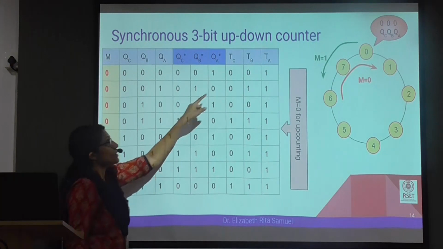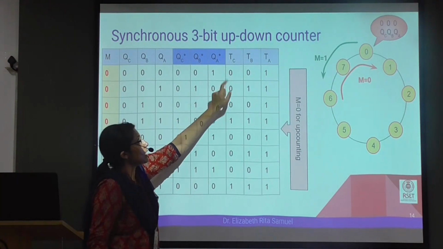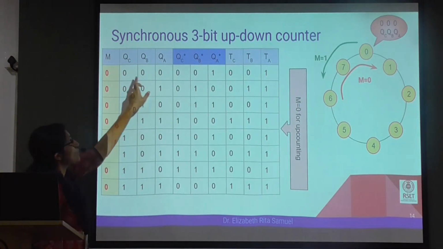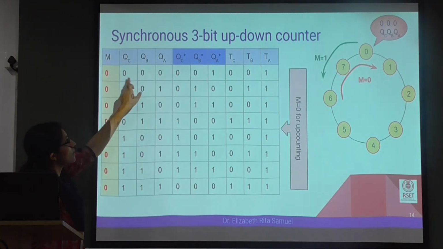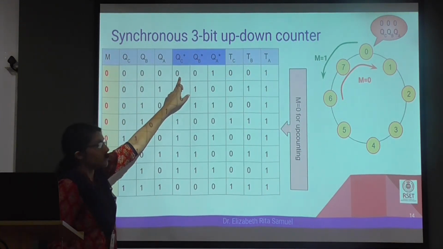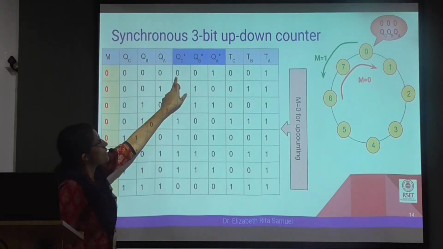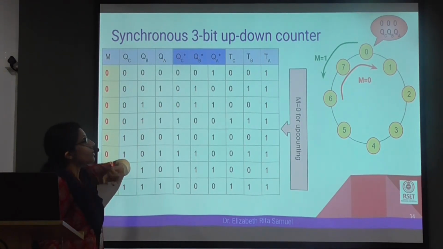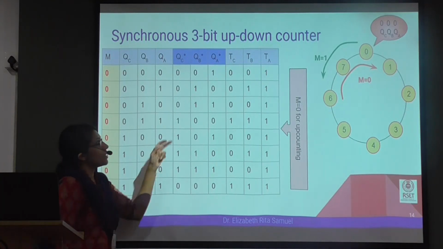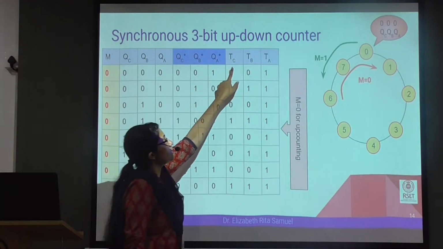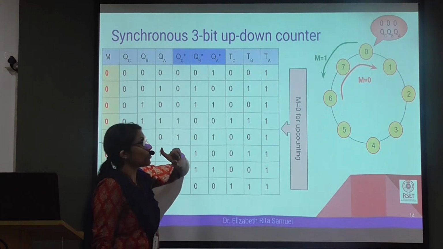So to obtain the value of TC, the input for the counter C, we have to look at the output QC and the next value of output QC star. So here we can see QC and QC star are remaining the same. So there is no toggling effect. When there is no toggling effect, the input to T is 0.